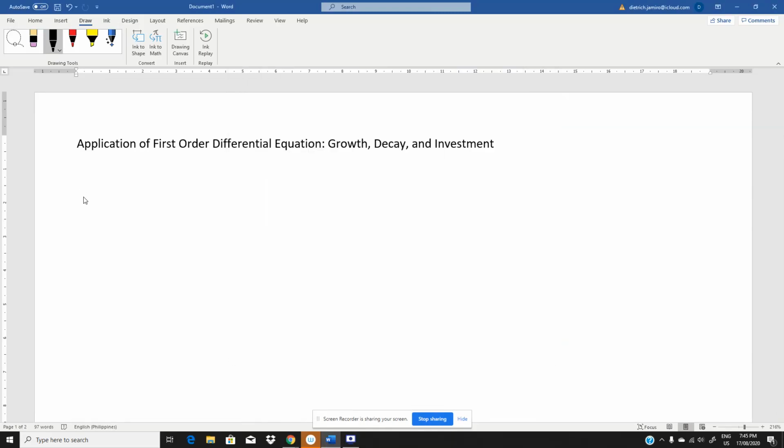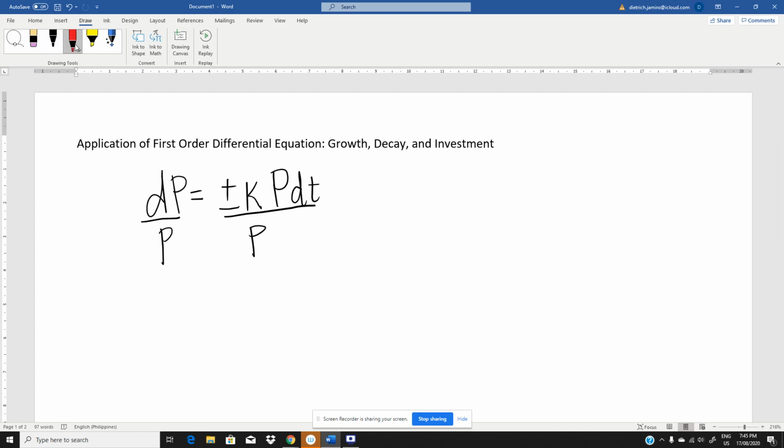So our topic for today is all about the application of first order differential equations, specifically growth, decay, and investment. So the mathematical model for growth, decay, and investment is dP/dt equals plus or minus kP. Separating the variables, we divide both sides of the equation by P.